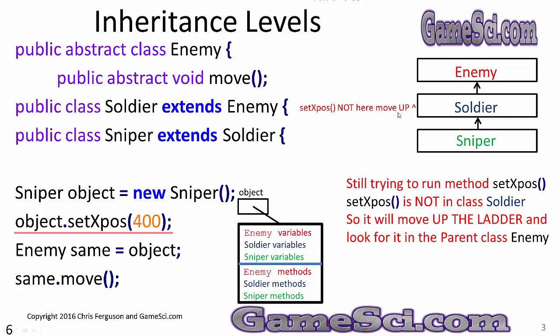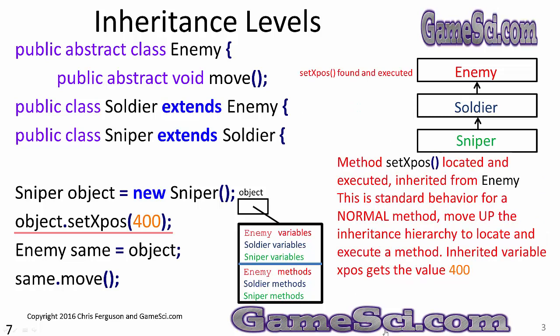I go to the Sniper object to execute a method. It's not there, so I move up to Soldier to execute the method. It's not there, so what am I going to do? Keep moving up the line. In order to execute setXPosition, I tried Sniper, it wasn't there. I tried Soldier, it wasn't there. I'm going up the line here trying to find setXPosition. Method setXPosition located and executed in the Enemy class. It was inherited from Enemy. This is standard behavior for a normal method: move up the inheritance hierarchy to locate and execute a method.